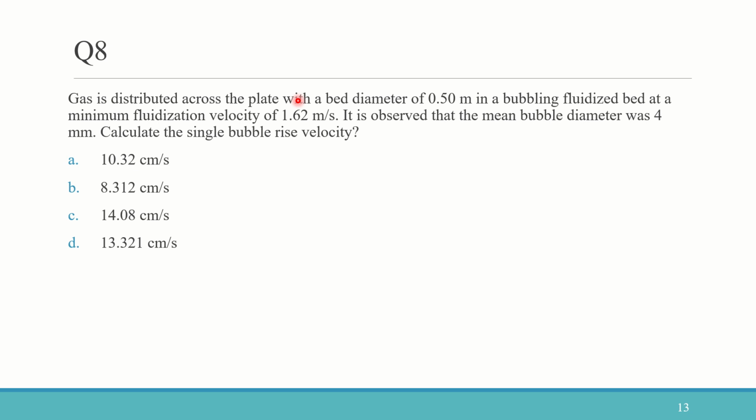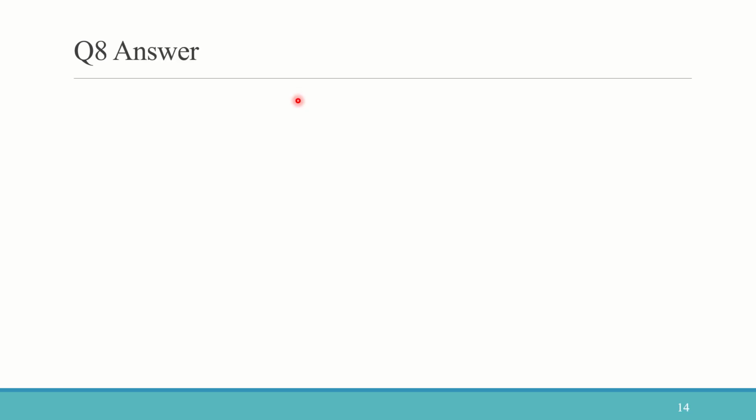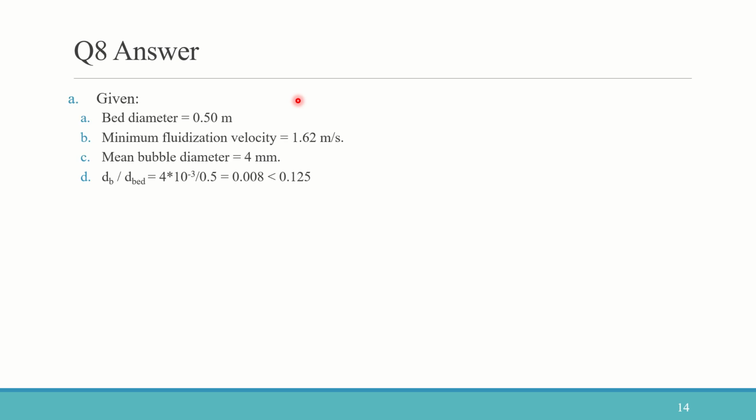Now let us go and find out the proper way to calculate the answer. Out of the options given, the answer is option C, 14.08 centimeter per second. So first, what are we supposed to do? First we'll see the conditions given in the problem statement. The bed diameter is 0.5 meter, the minimum fluidization velocity is 1.62 meter per second, and the mean bubble diameter is 4 mm.